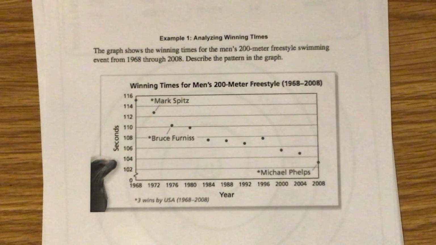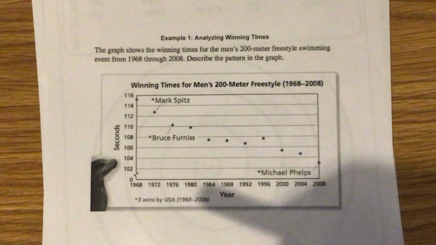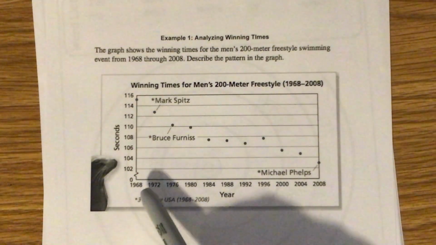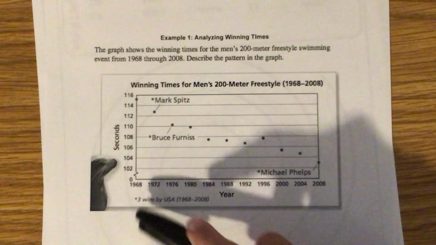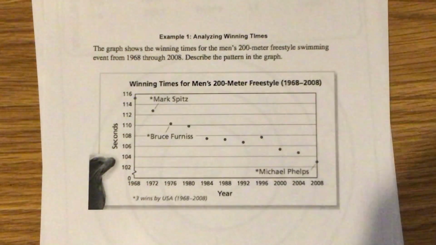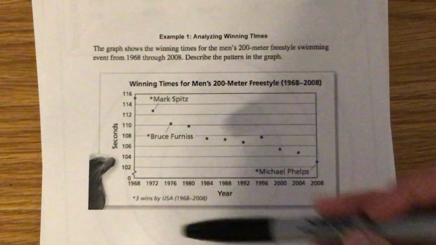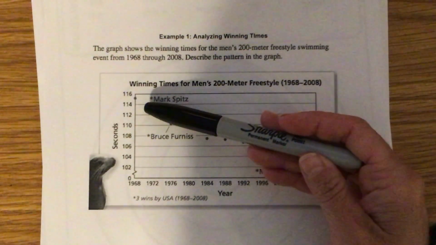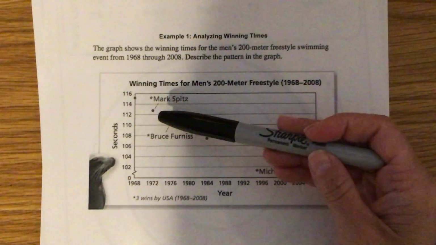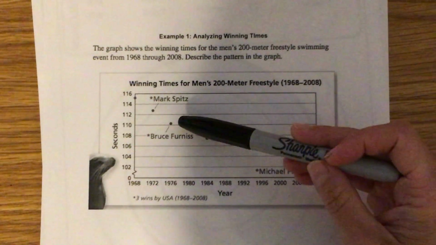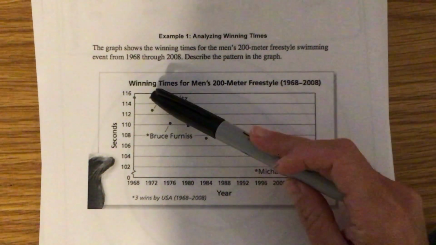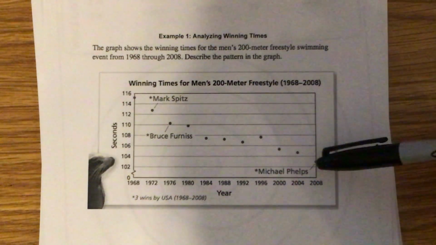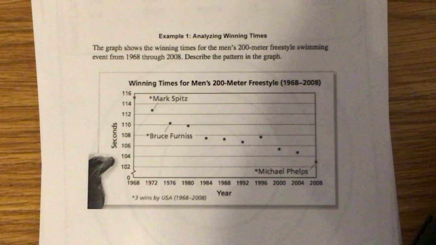So it says analyzing the winning times, and it shows every year, so every 4 years when they've had Olympics, what the winning time would be. So in 1968, the winning time was about 1:15. And then in 1972, it was down to about 1:13. In 1976, it was a little over 1:10. And you can see what it is for each time. And they have highlighted the 3 times when it was a USA athlete.